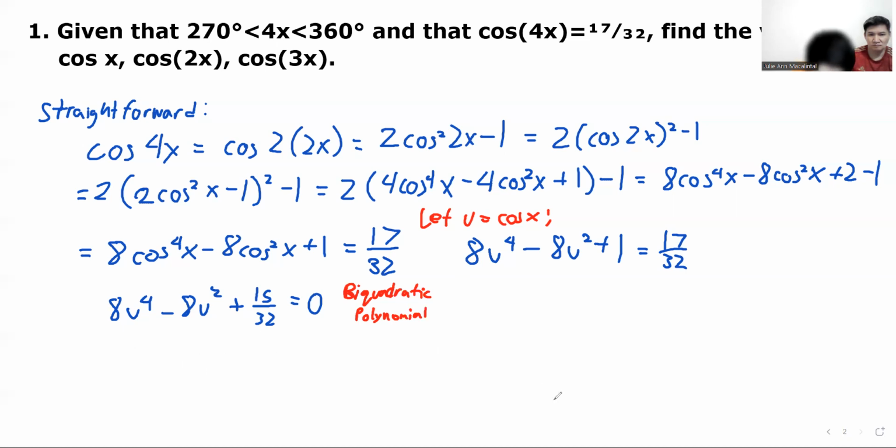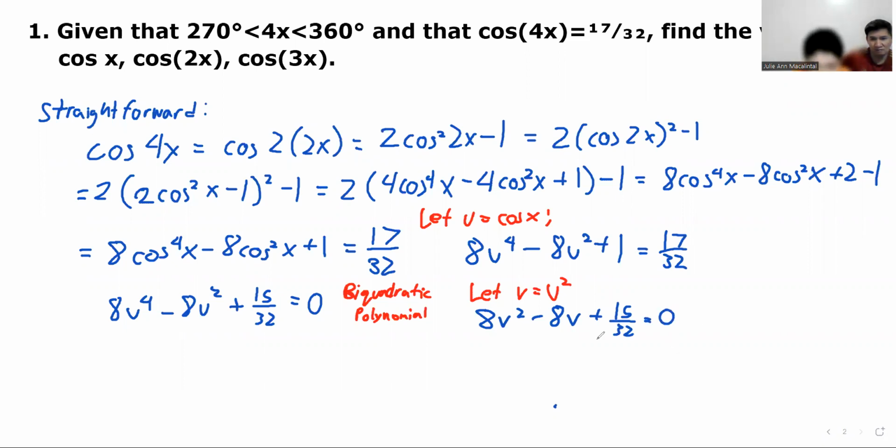So let v equal u squared. Then we have v squared minus v plus 15 over 32, so it becomes a quadratic in the change of variable. The reason I did not set u equal to cosine squared x is it will be a little harder, and we will do it again anyway.